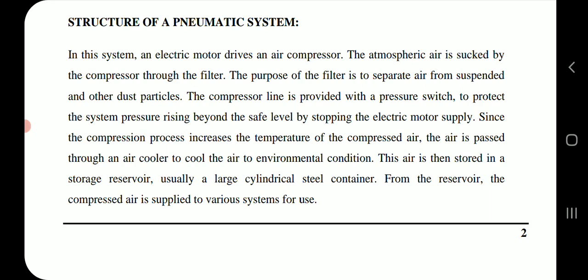This air is then stored in a storage reservoir, usually a large cylindrical steel container. From the reservoir, the compressed air is supplied to various systems for use.